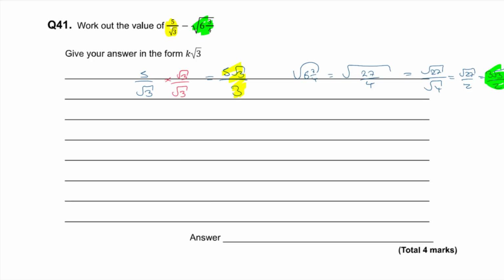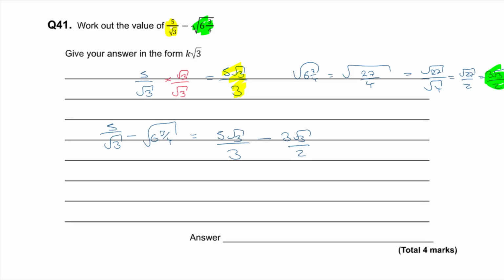Let's recombine them then. Starting back with what I started with, 5 over root 3 minus the root of 6 3/4 is equal to the yellow bit, 5 root 3 over 3, minus the green bit, which is 3 root 3 over 2. Got fractions with different denominators here. If you want to subtract them, you need the same denominator, don't you? You've got 3's and 2's here, so the common denominator would be 6.